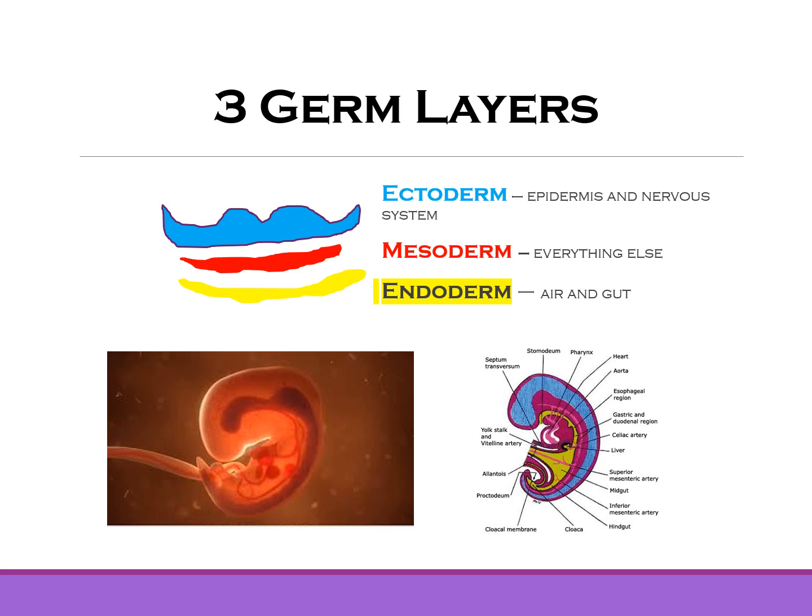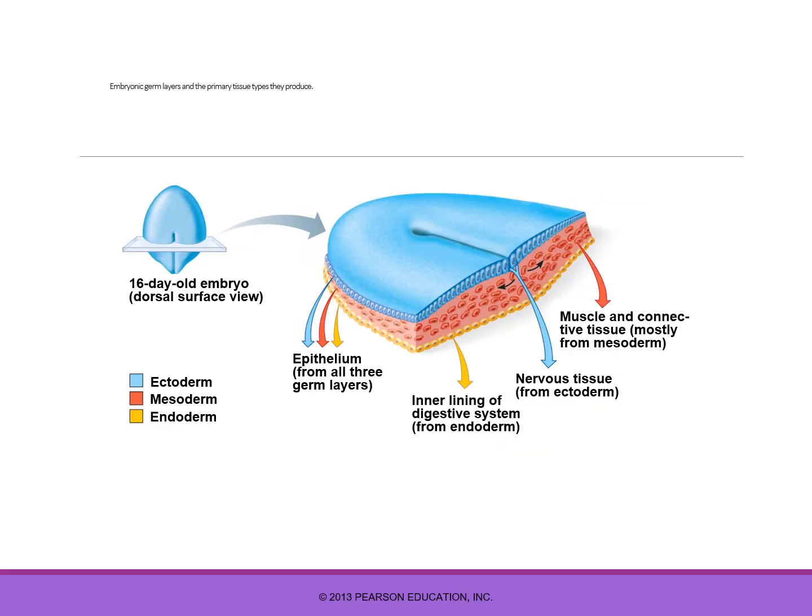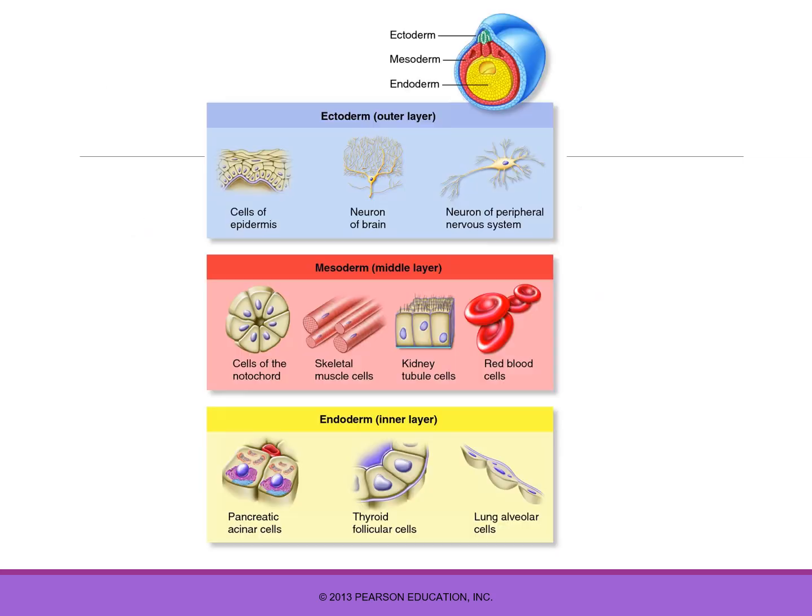Those 3 germ layers, that ectoderm kind of looks like the mustache. Remember when that was all the rage, to wear mustaches on things? Ectoderm, epidermis, and nervous system. Meso, everything else. Endo, air and gut. Another picture for you here. Pause at any of these pictures that you like to give yourself a better understanding of it. Another one here giving you specifics: ecto, epidermis, nerve; meso, notochord, muscle, kidney tubules, red blood cells; endo, pancreatic cells, thyroid, and lung.